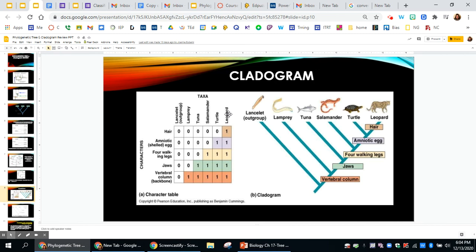Notice that in these characteristics, we have the names or groups here, the taxa, and then the traits here. Remember, these are called derived characters. The way derived characters work is that anything found before you see this word means that they don't have it. So the lancelet group does not have a vertebral column. The lampreys, the jawless fish, don't have jaws. Turtle, salamanders, tuna, they don't have hair. So with derived characters, from that point forward, the organisms in the cladogram will have those traits.